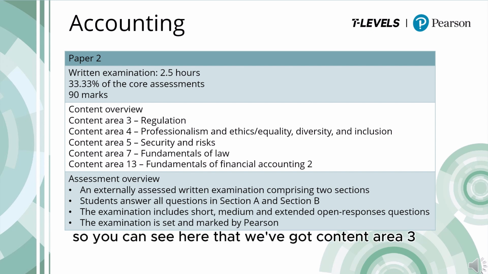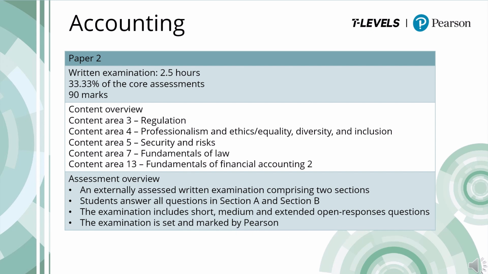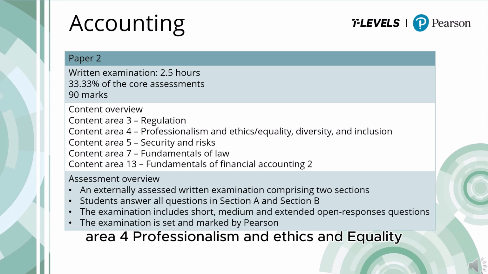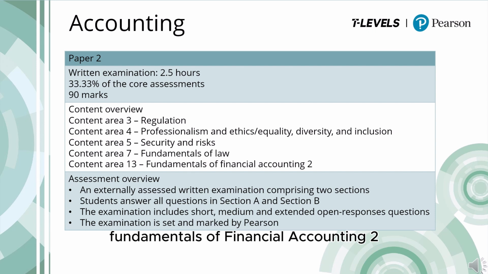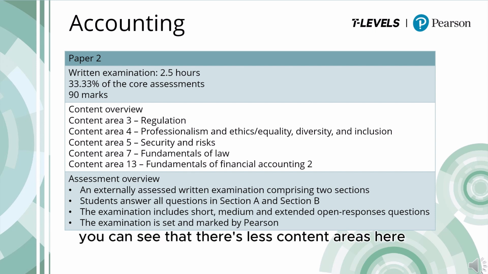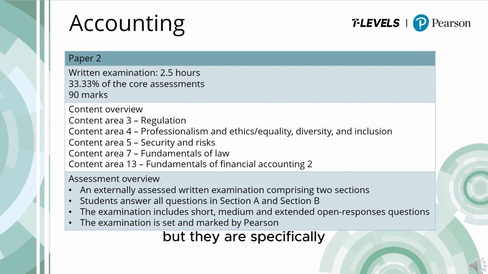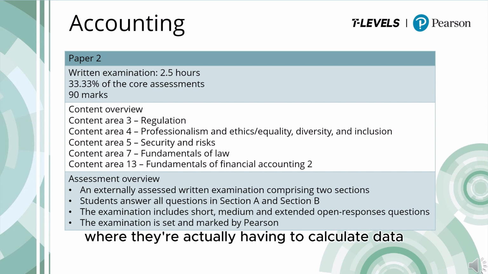So you can see here that we've got content area 3 regulation, area 4 professionalism and ethics, and equality, diversity and inclusion. We've got area 5 security and risks, area 7 fundamentals of law, and area 13 fundamentals of financial accounting too. So this is a bit more focused. You can see that there's less content areas here, but they are specifically focused around that accounting knowledge. And students will be given financial data in this paper, but it's more about their analysis of what the data is telling them rather than on paper 1 where they're actually having to calculate data.